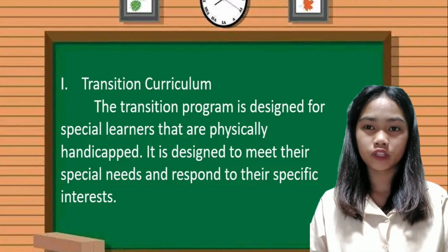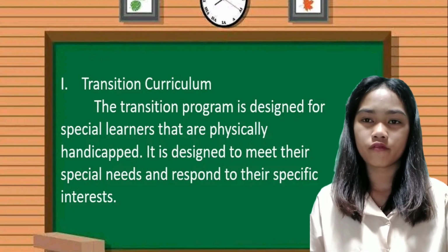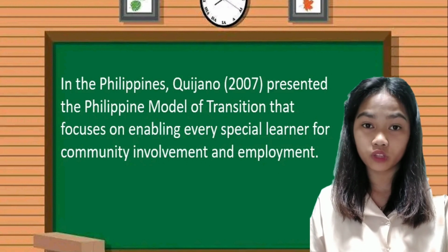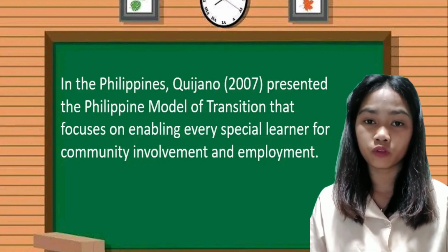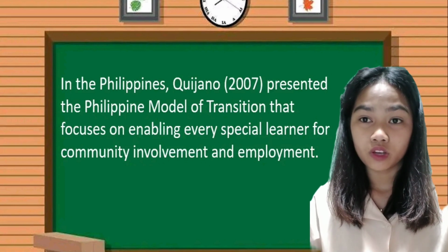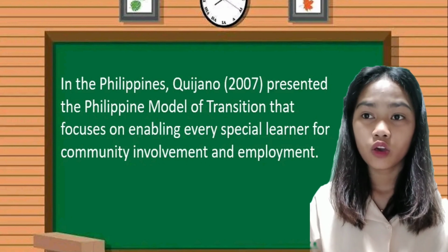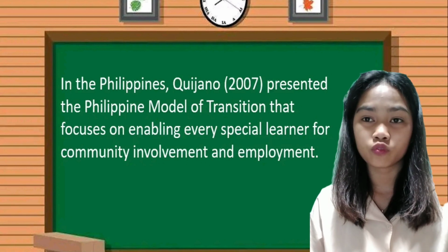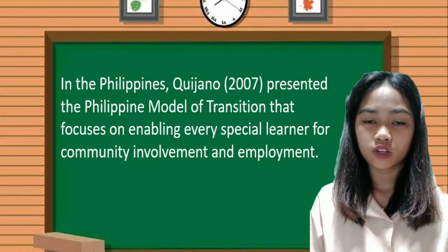So in the transition program, the learners will also enjoy their education, which enables them to become functional in their everyday life. In the Philippines, Quijano 2007 represented the Philippine model of transition, which focuses on enabling every special learner for community involvement and employment. So, ibig sabihin, yung mga intellectually disabled na mga students is yung Philippine model of transition. Pinufokusan nila yon, which the special learners will be involved in employment. Ibig sabihin, makakatrabaho po sila, and the Philippine model of transition will help them to become functional in their everyday lives.